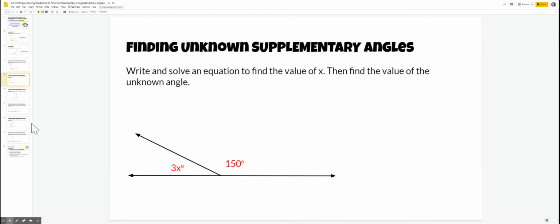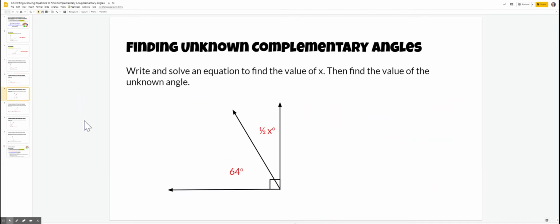Okay, let's try some together. So you'll notice that this one has a fraction, but it's not going to change the way that we solve it. We're still going to do the same process. So we notice that we have two complementary angles here. And one of them is 64 degrees. The other is equal to 1/2 x. So if we were going to write our equation here, then we would have 1/2 x, which is our first angle, plus 64 degrees is going to give us a total of 90 degrees.